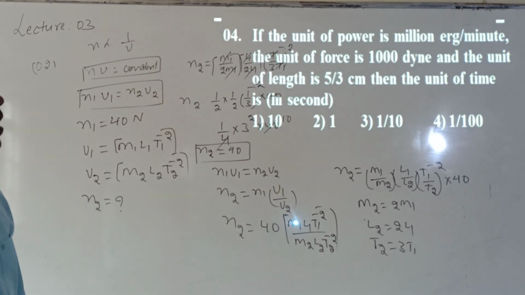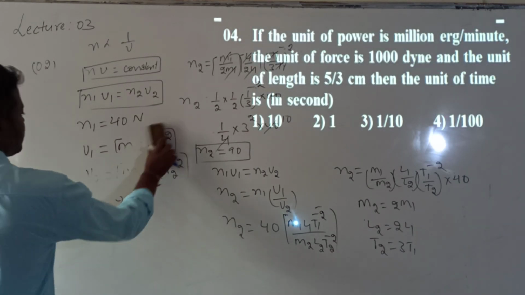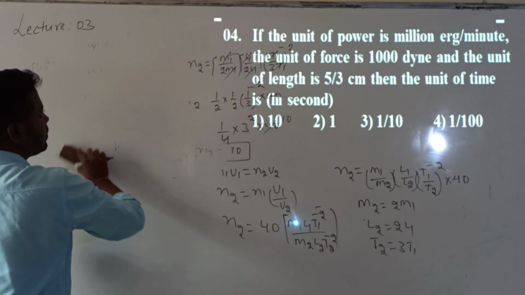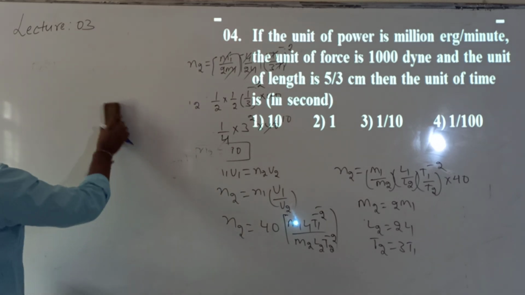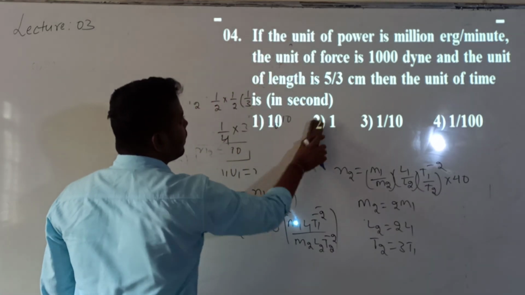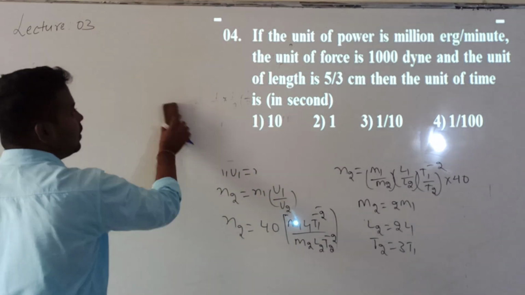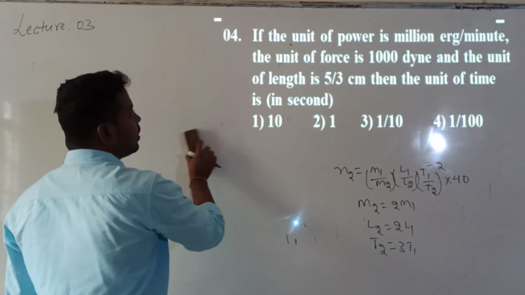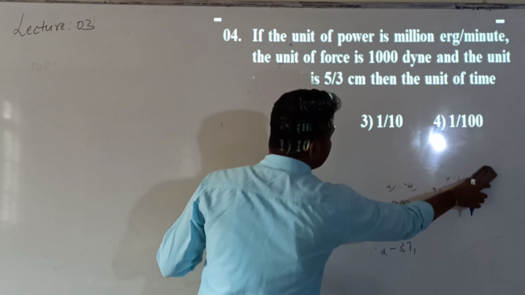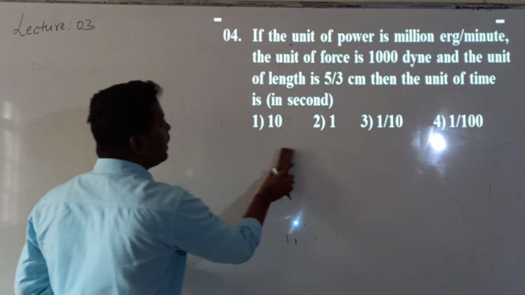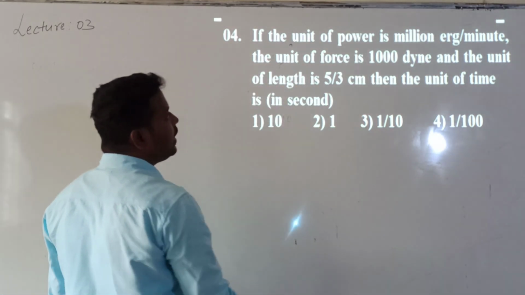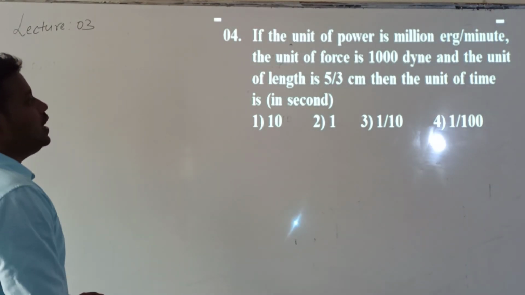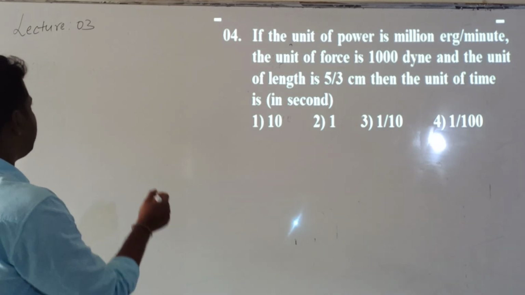After this, question number 4. The question is: if the unit of power is million erg per minute, the unit of force is 1000 dynes and the unit of length is 5/3 centimeters, what is the unit of time in seconds?